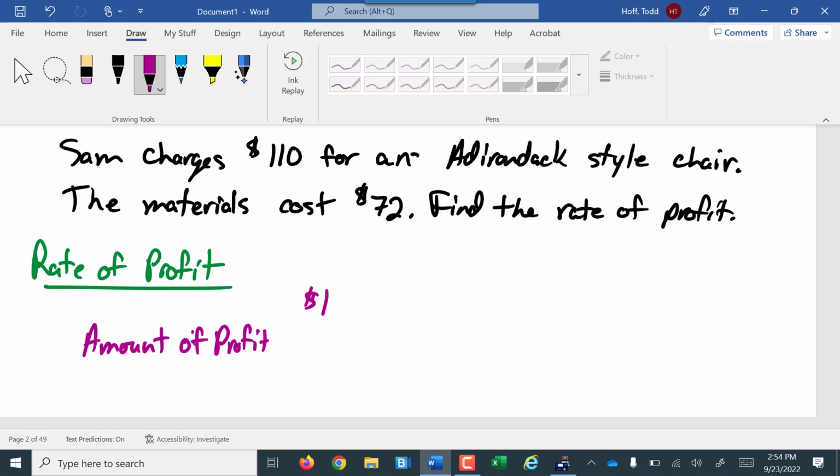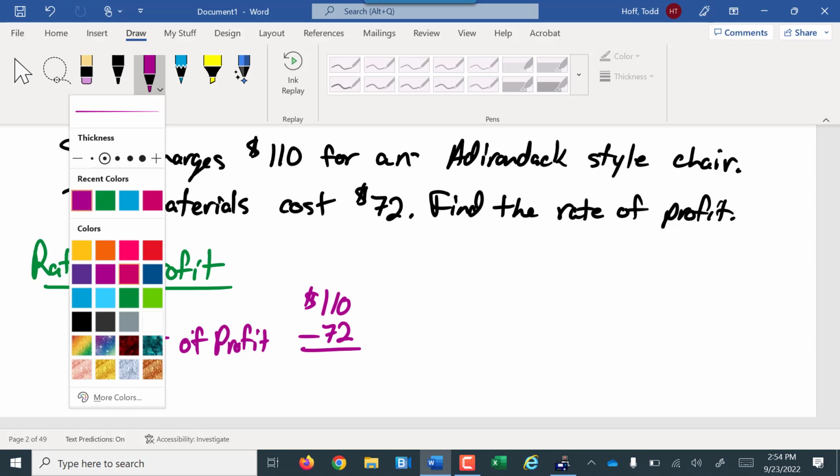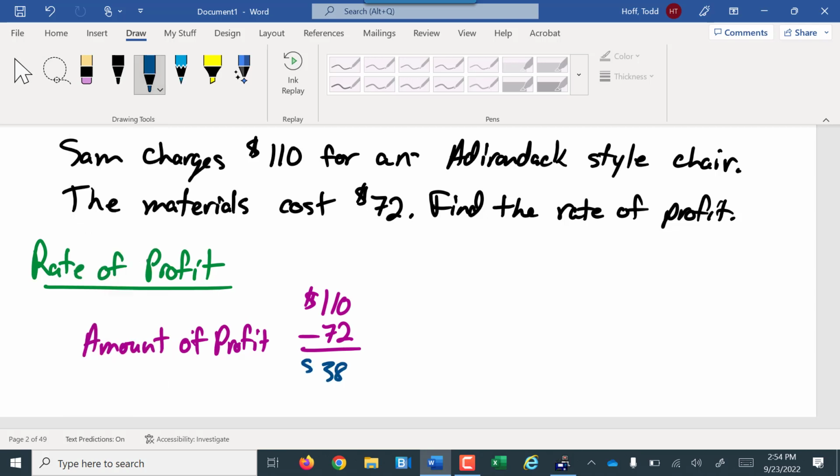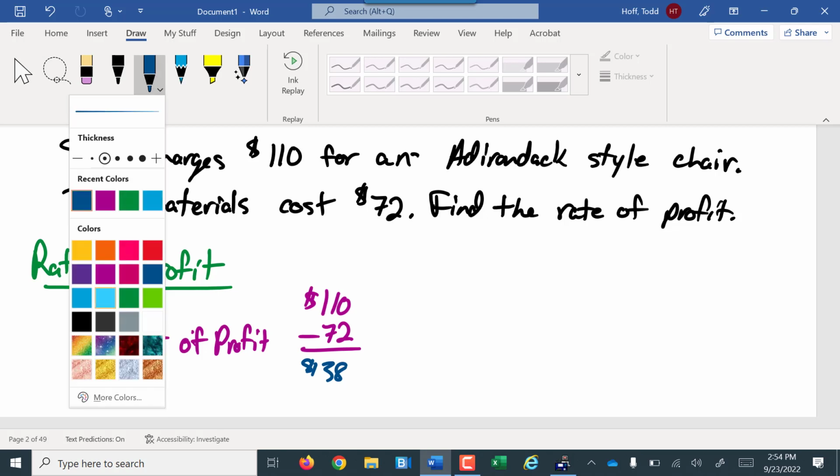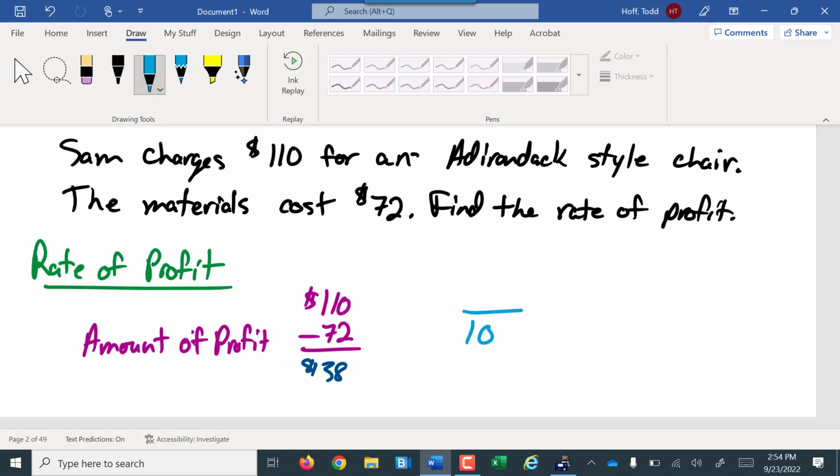Perfect. 110 minus 72 gives us how much? $38. So then our rate of profit, well, it's going to be blank out of 100. That's going to be our rate there. What goes on top over here? Careful. The 38, the amount of profit. The 72 goes on bottom, the cost. You had the right idea.